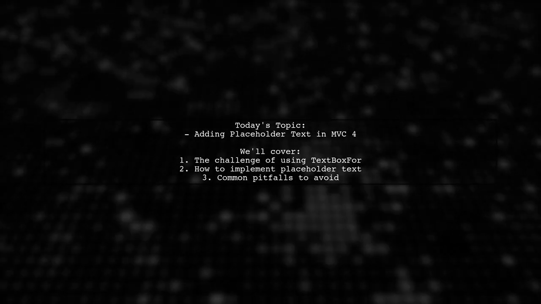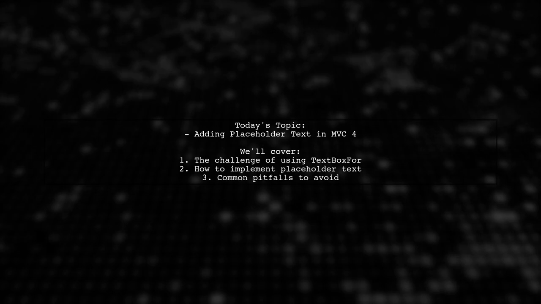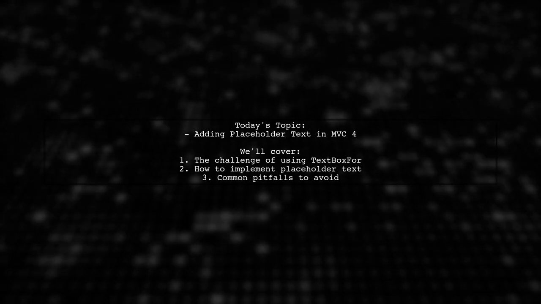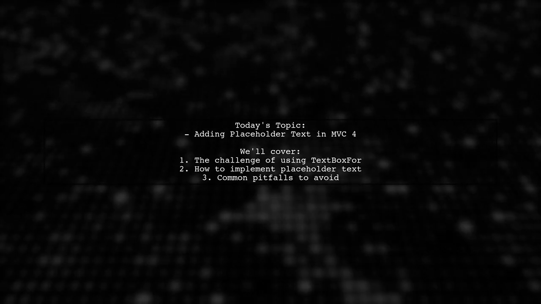Today, we're tackling a question that many developers encounter when working with ASP.NET MVC. Our viewer wants to know how to add placeholder text to a text box for in C# within an MVC4 application.